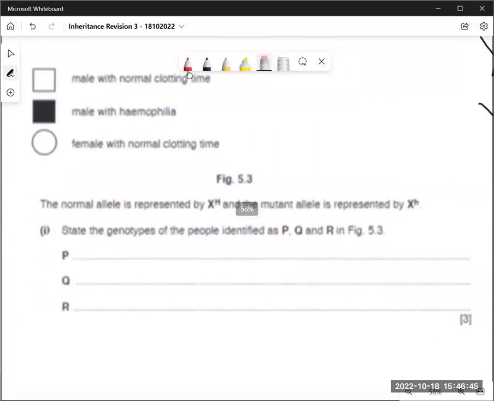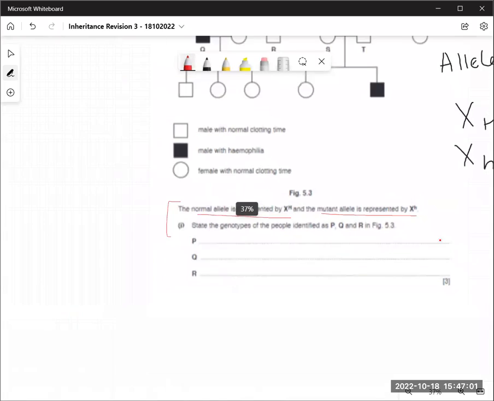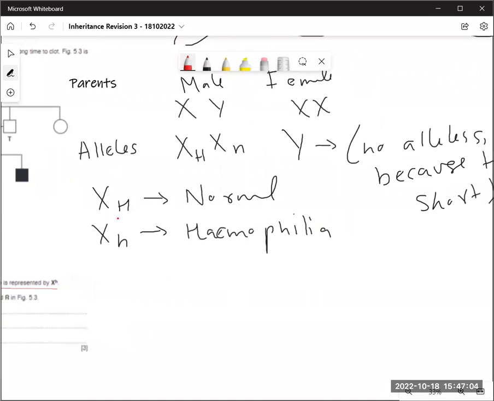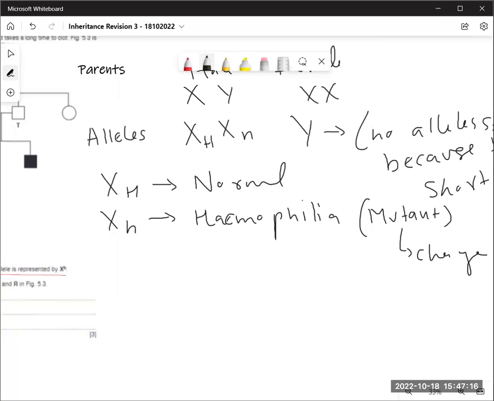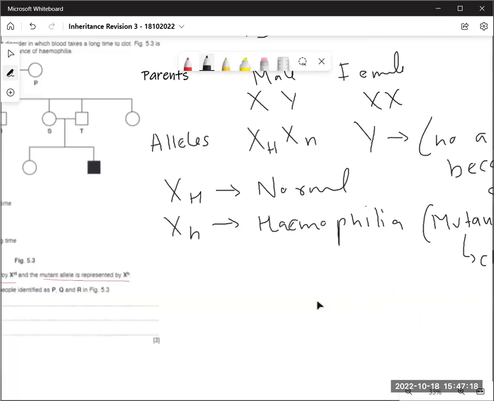Now how do we realize? Read this part, Zara. What is the question asking us? The normal allele is represented by XH, and the mutant allele is represented by small h. So this means X capital H means normal, while hemophilia or mutant is the one which is wrong. Mutant means wrong, or let's say something which is changed allele. Okay, so hemophilia is X small h.